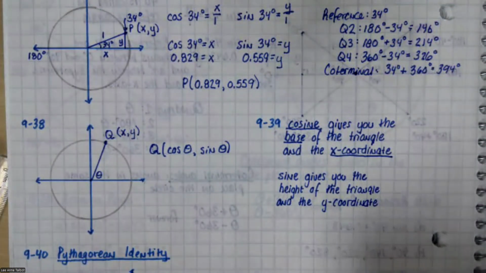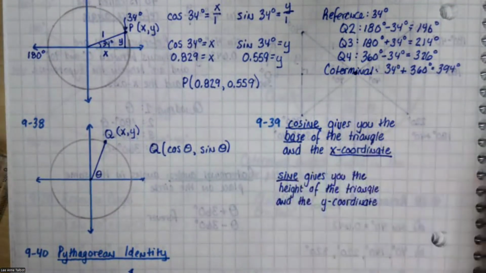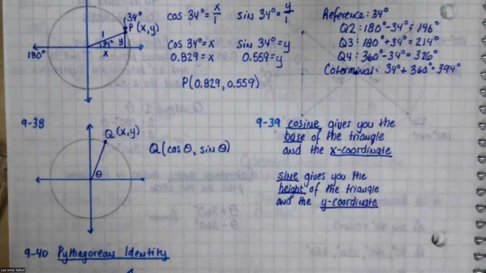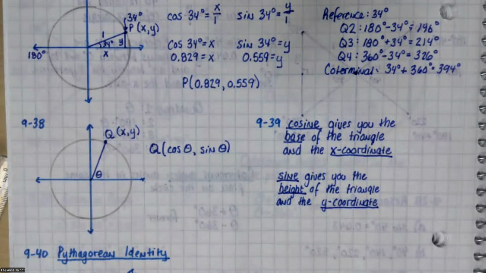Sine gives you the height of the triangle and the y coordinate. So cosine is x, sine is y. And you can remember them because x and y are in alphabetical order and cosine and sine are in alphabetical order. So if you just remember C comes before S in the alphabet, then you can remember C comes before X, S in the coordinate.